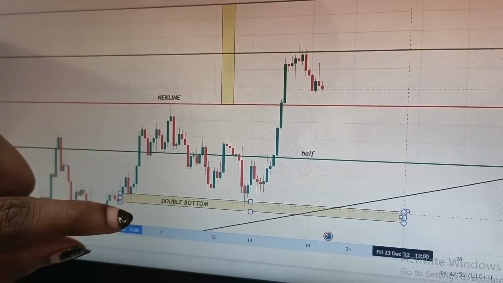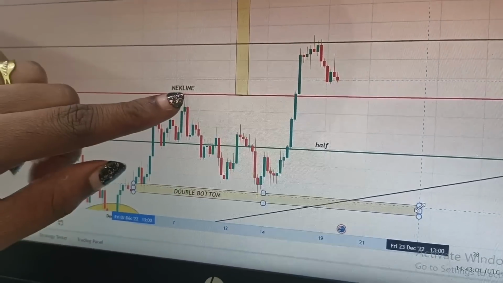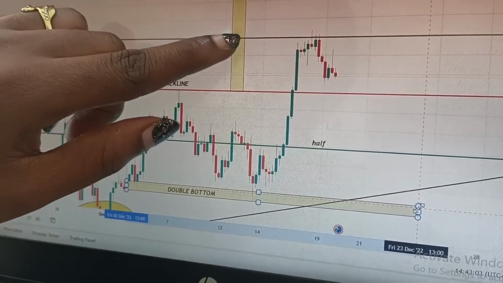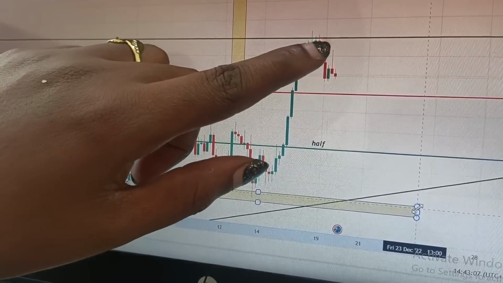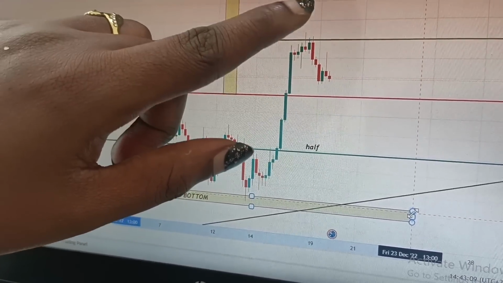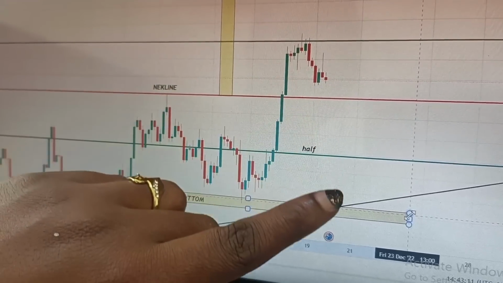The minute you have a double bottom, the neckline is broken, and then the market does what? The market will go this distance, and then you have a consolidation at the half. Be assured that this market will do a deep retracement.